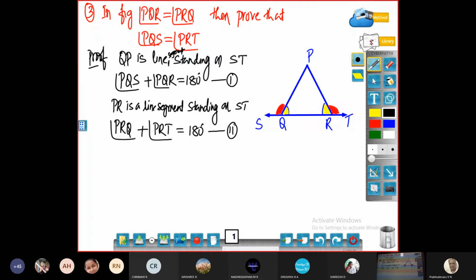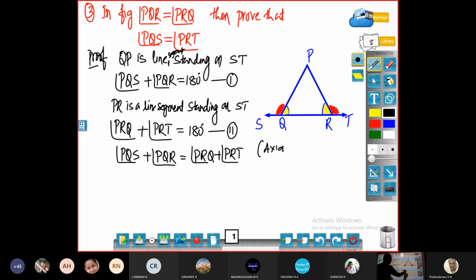Axiom says things which are equal to the same thing are equal to one another. You can write the left hand sides are equal, right hand sides are equal to 180 degrees. So you can write angle PQS plus angle PQR is equal to angle PRQ plus angle PRT. So it is using an axiom, things which are equal to the same thing are equal to one another.